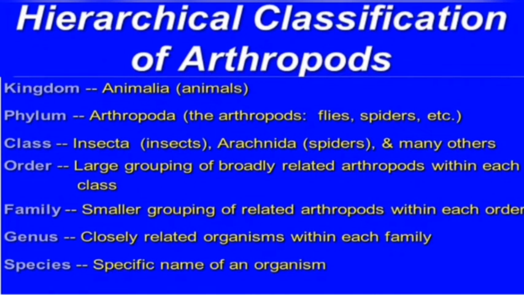You would have known about the hierarchical classification of arthropods. The hierarchy is kingdom, phylum, class, order, family, genus, species. Here the kingdom is Animalia, phylum Arthropoda, and class Insecta. Order is a large grouping of broadly related arthropods within each class. Family is a smaller group of related arthropods within each order. Genus is closely related organisms within each family. And species is the specific name of an organism.